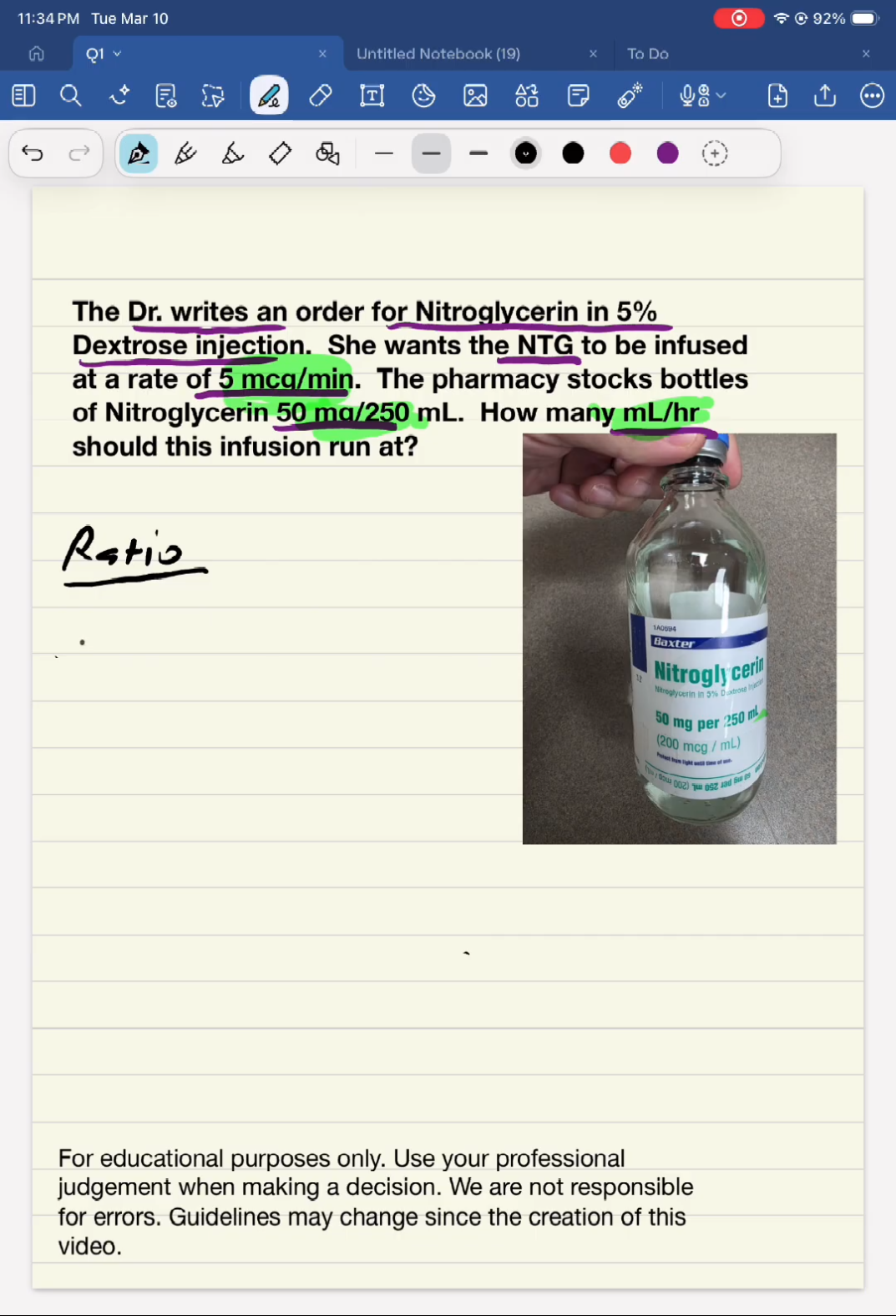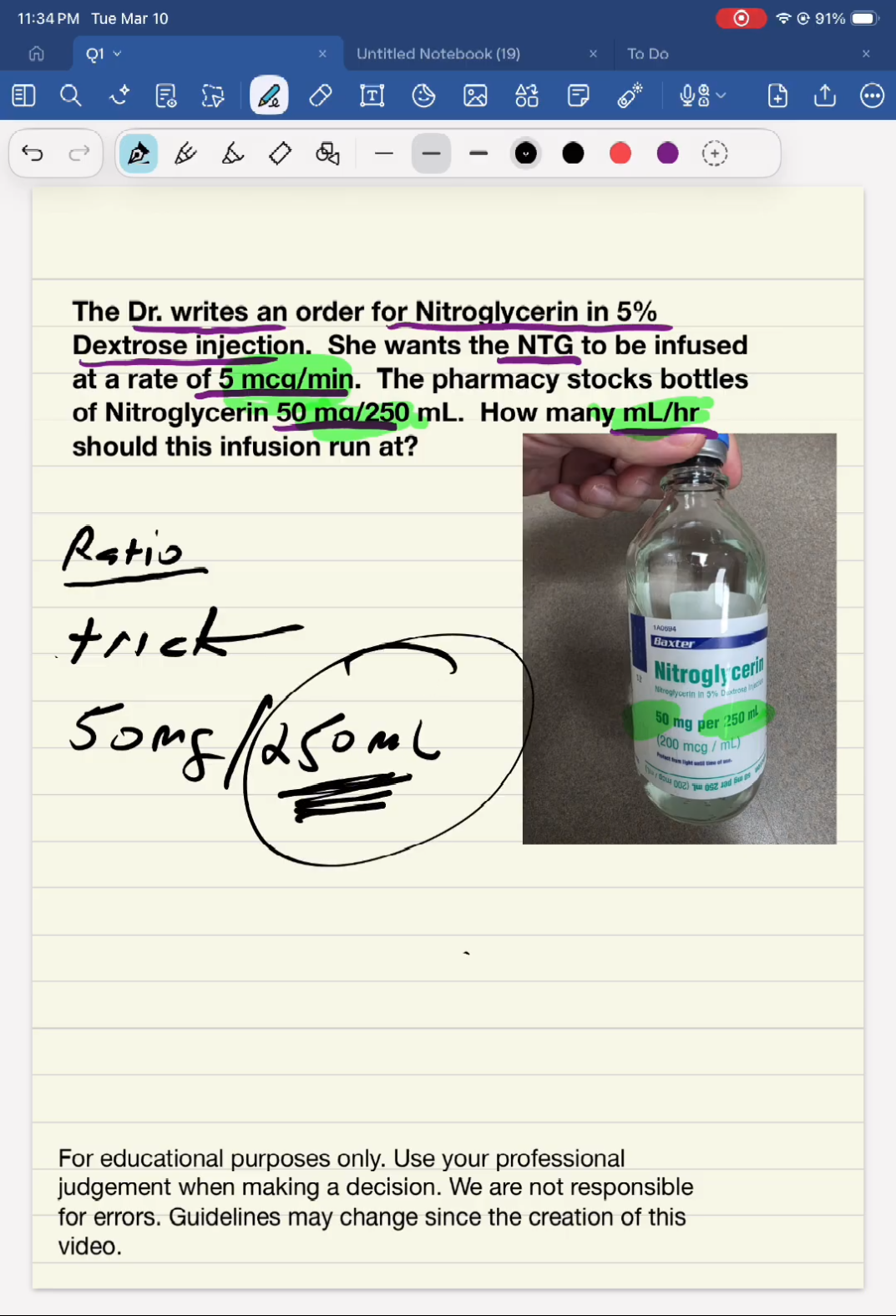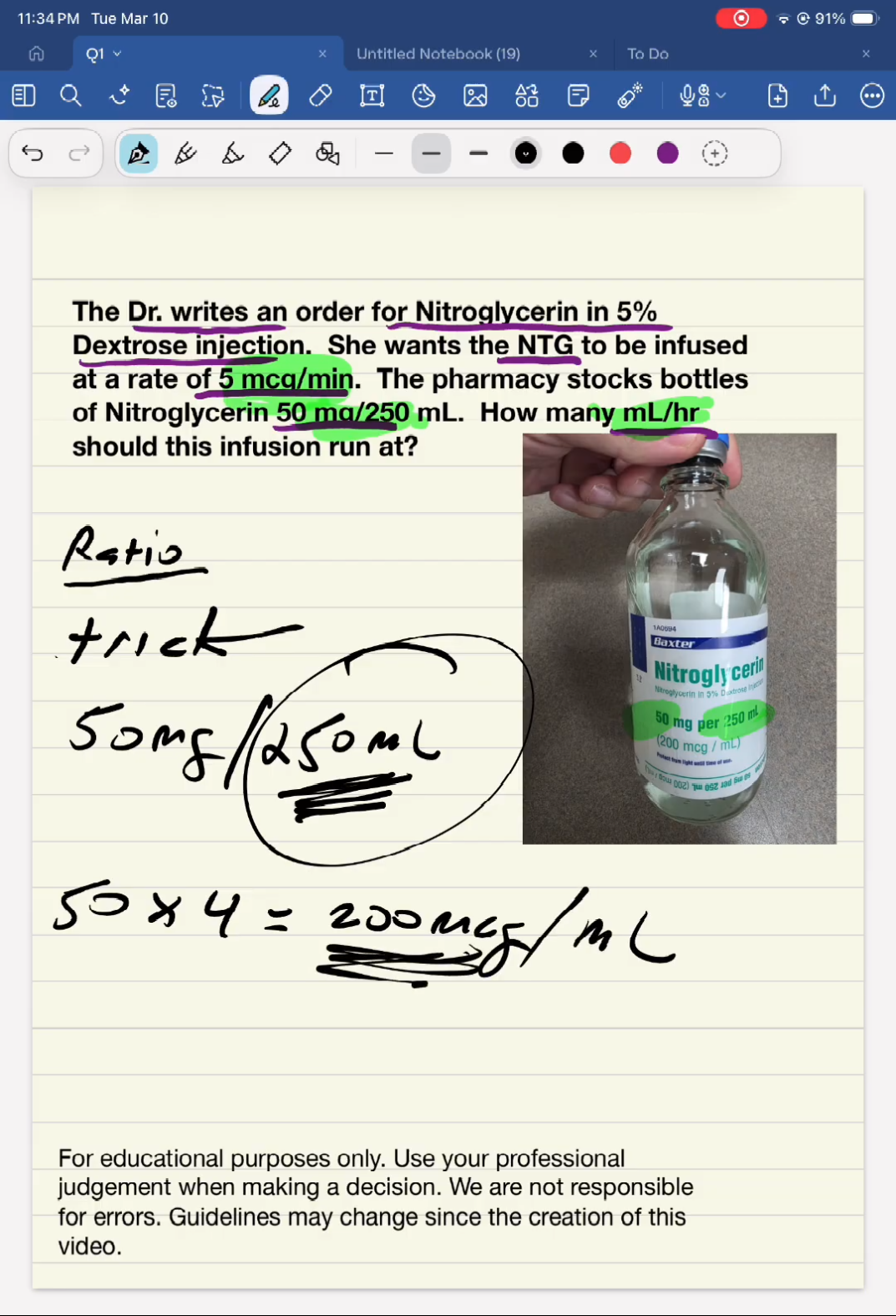Then there's another way to do it, which is a trick I'm going to teach you. Whenever you have an IV or a bottle or any medication in 250 ml, and the label gives you milligrams, all you have to do is multiply the milligrams times 4, and that gives you micrograms per ml. Again, this trick only works with 250 ml. So 50 times 4 is 200 mics per ml. And again, take a look at the label.